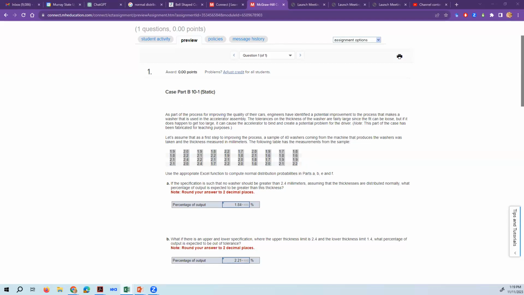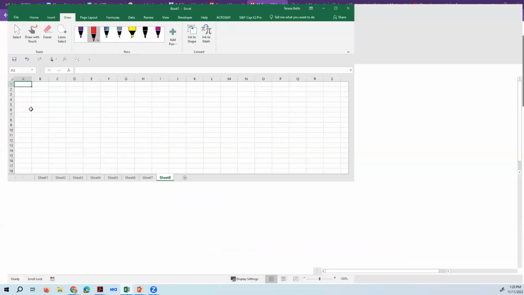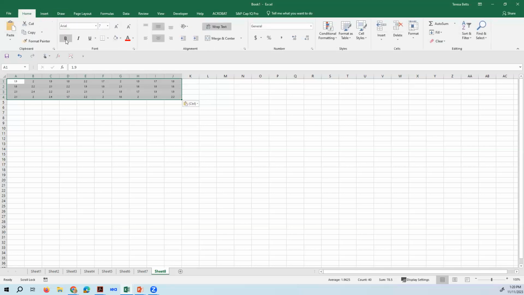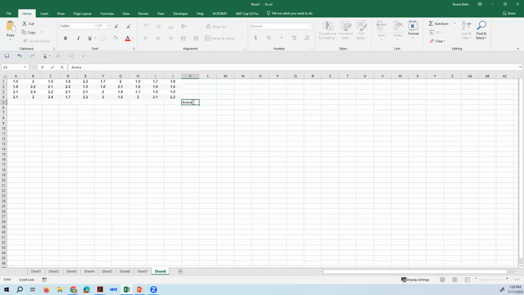I'm just going to open up a blank sheet in Excel, bring that over here, and copy that data in. In order to put this data on the normal distribution curve, we need to know the mean. So I'm going to put the average of the data, and we're going to figure that by using this function over here. We're going to go average, and just highlight all of this data. Okay, so our average is 1.9625.